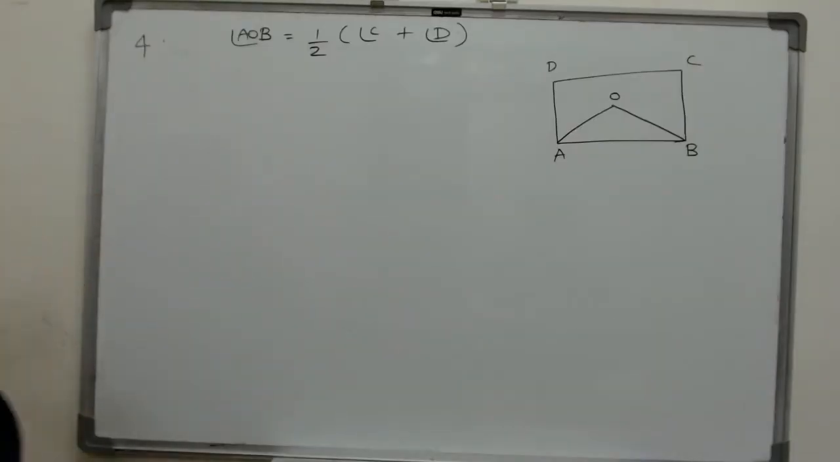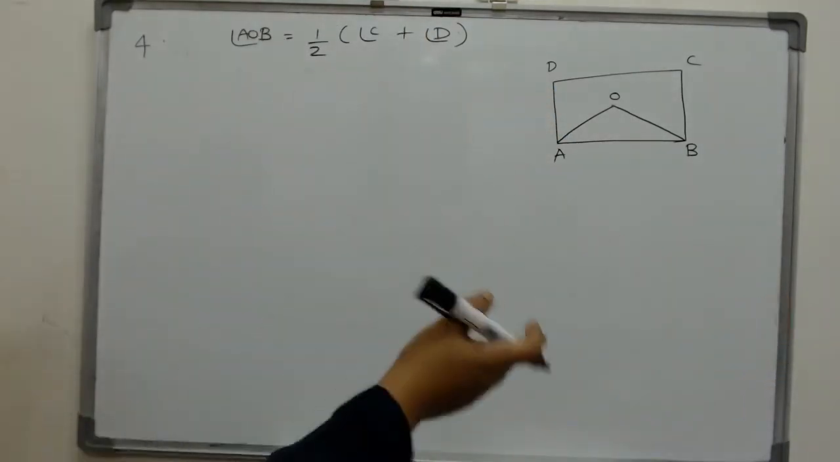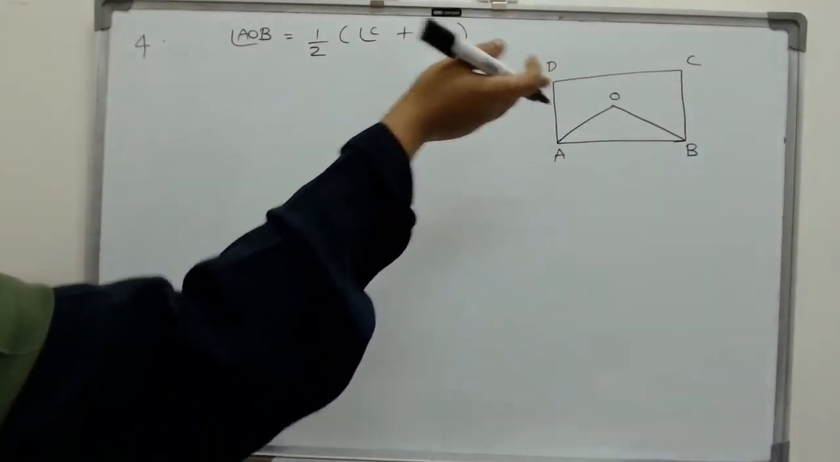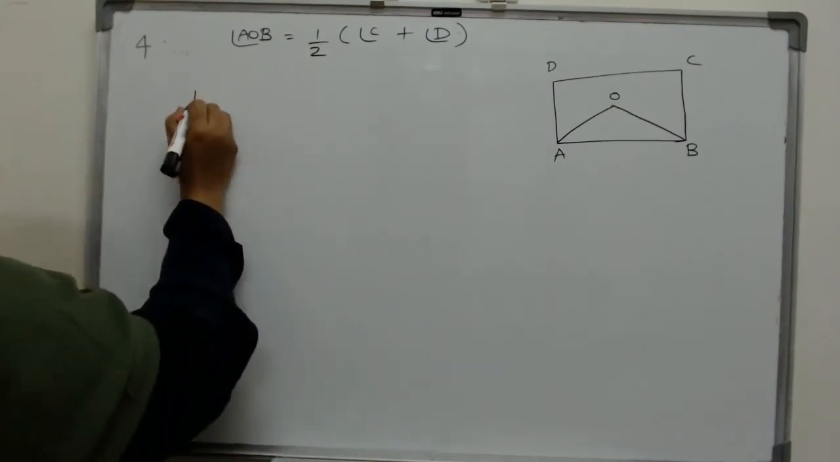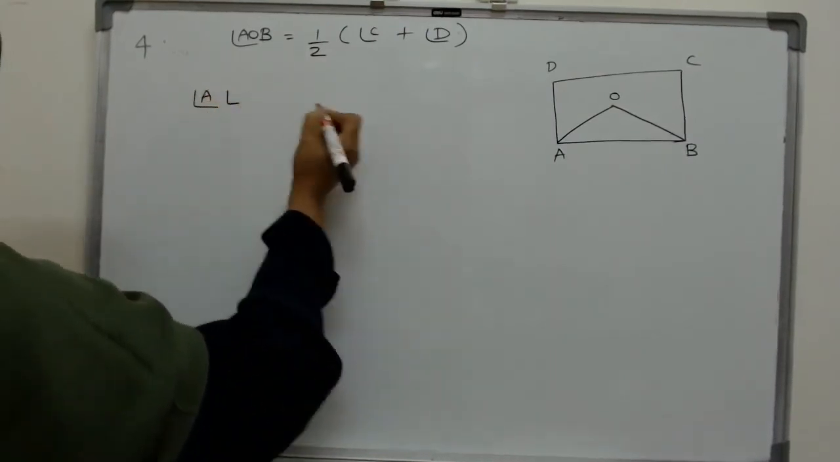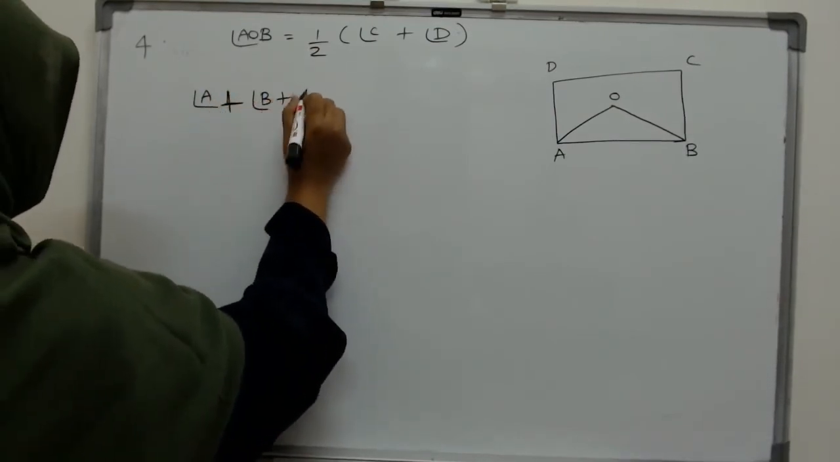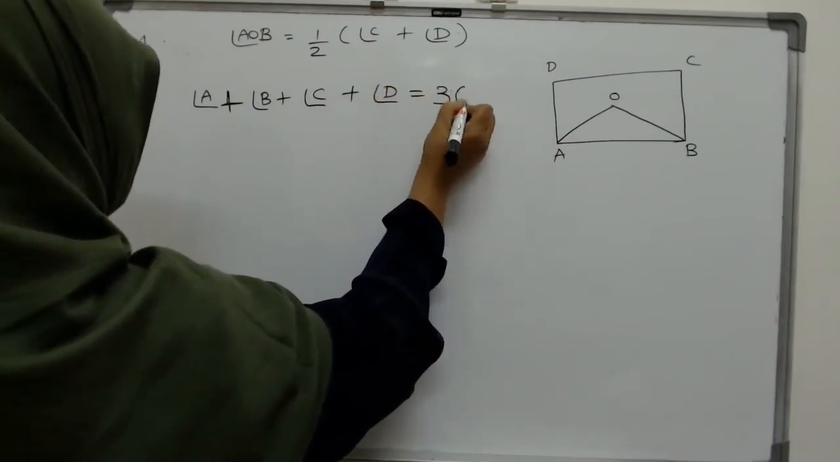So we come to our fourth question, and what do we have here? It is a quadrilateral. Unfortunately, it is not a regular polygon. We don't know what each individual measure is. All we know is that these 4 angles added together will give you 360 degrees. So let us just write down what we know. We don't know what the individual angles are, but we do know that all the 4 angles added together should give you 360 degrees.